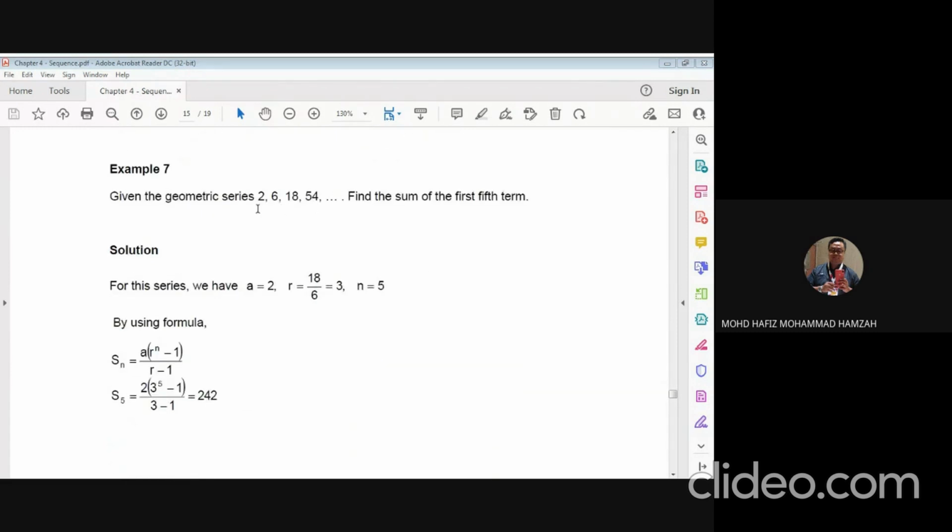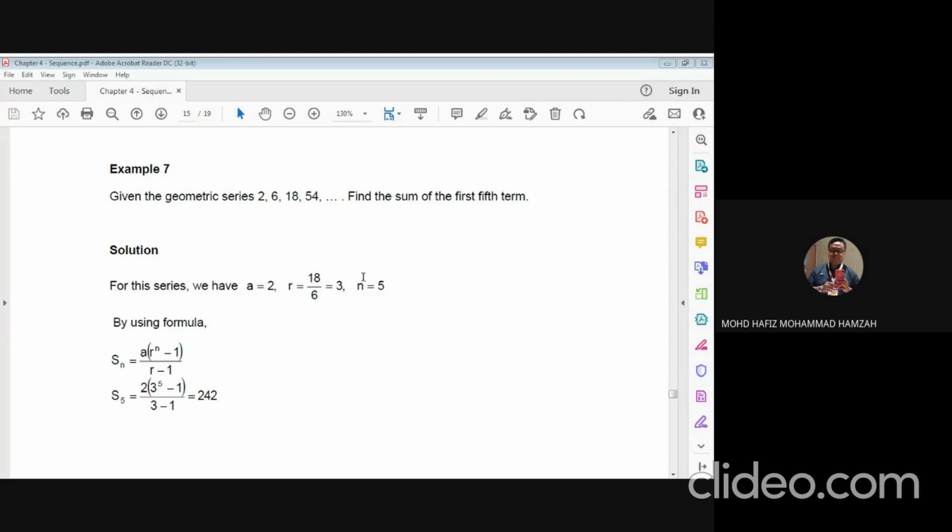Okay, for example, given the series 2, 6, 18 and 54. Okay, so find the sum of the first fifth term. So macam soalan yang semalam juga, kalau ada perkataan sum tu baru kita tambah. Kalau dia tak ada mention sum, then dia tak adalah tambah kan. Dia adalah term je. So dekat sini first term adalah 2, your R is, so R ni kena carilah, 6 bagi 2 boleh dapat 3, atau 18 bagi 6 pun dapat 3, 54 bagi 18 pun dapat 3. Term yang depan bahagi term yang belakang. Dia bukan tolak dia bahagi sebab dia dipanggil common ratio.